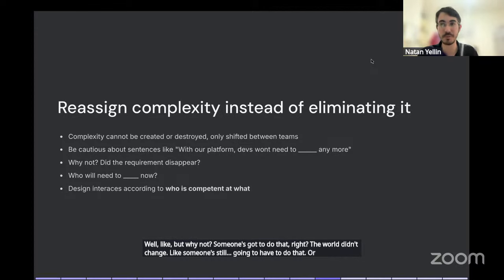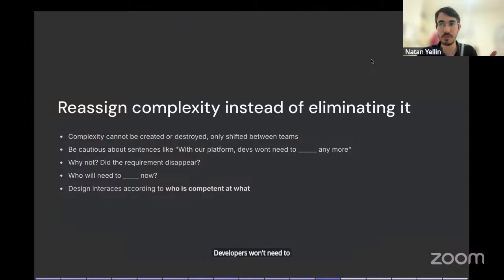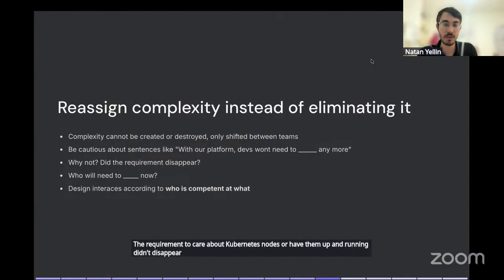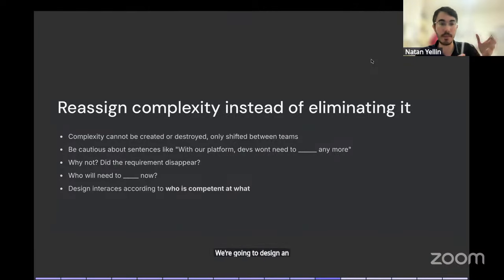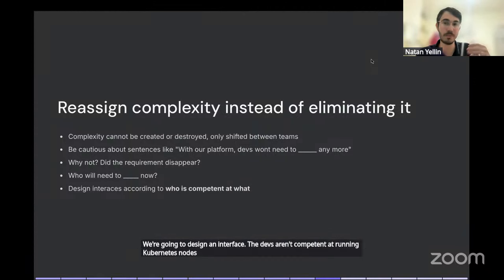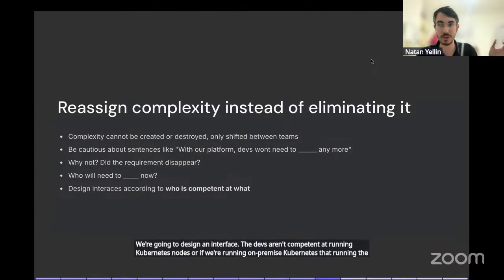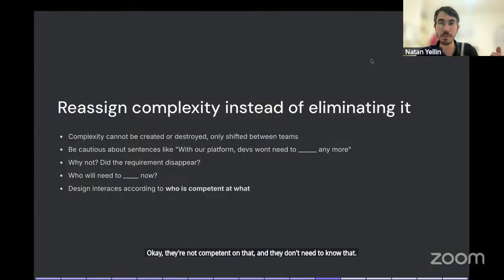Or if you say, with our platform, developers, I'll give you a good example, right? With our platform, developers won't need to worry about nodes anymore. Okay, that's actually a really good example. The requirement to care about Kubernetes nodes or have them up and running didn't disappear. It's just the responsibility of the platform team, right? So that's actually a really good way you're shifting responsibility around. You're shifting complexity around. So you're saying, okay, we're going to design an interface. The devs aren't competent at running Kubernetes nodes, or if we're running on-premise Kubernetes, at running the master nodes and the control plane and so on. Okay, they're not competent at that, and they don't need to know that. So the requirement to run these hasn't disappeared. We're just shifting that responsibility to our team.